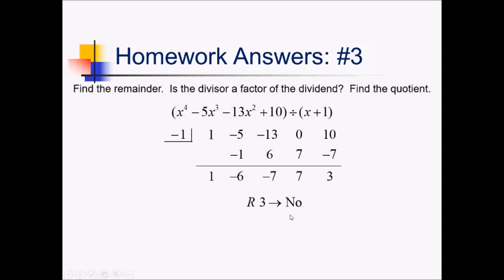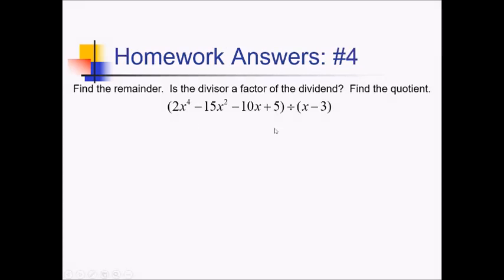And then our quotient, we're going to start with a 1 coefficient, and our highest power is going to be x to the third because we divided an x to the fourth by x, so it goes down an exponent. So we have 1 x to the third minus 6x squared minus 7x plus 7, and that's it.